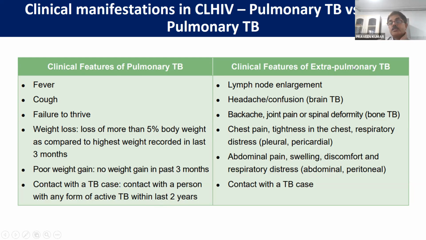While extrapulmonary tuberculosis most of the time presents in the form of lymph node enlargement. The child may have CNS tuberculosis, and these patients will present with headache, confusion, etc. If they have bone tuberculosis, they may present with joint pain, spinal deformity, backache. Older children may also complain of back pain, tightness of chest, respiratory distress. They may have pleural effusion, pericardial effusion. Abdominal pain is also one of the manifestations, particularly for abdominal tuberculosis, particularly peritoneal.